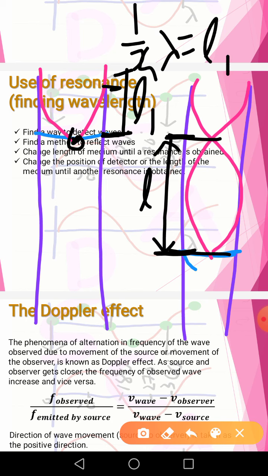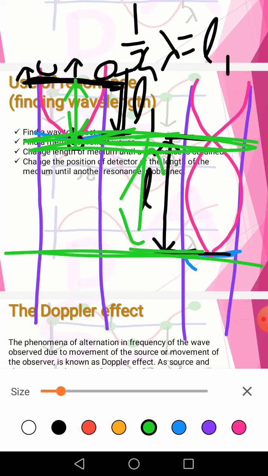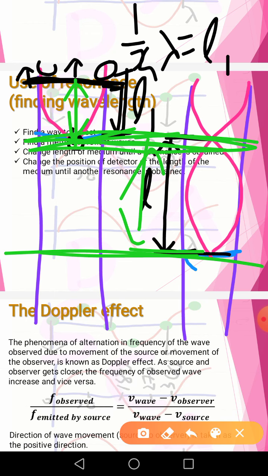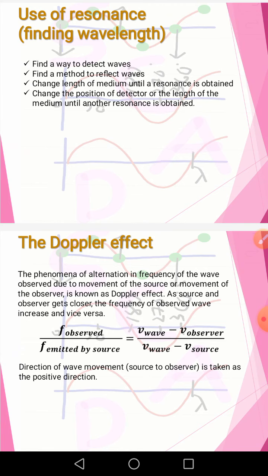That would be inaccurate to say, because an antinode is always formed at a slightly higher level than the mouth of the tube. If the mouth of the tube is this, then the antinode would be formed slightly above the mouth of the tube. So the length from the mouth of the tube to the water level is not exactly the length of the medium. That's why it's better that we take two resonances, this is one resonance, this is another, and measure the distance between them, whatever it is. So this is the use of resonance to find the wavelength of the sound.